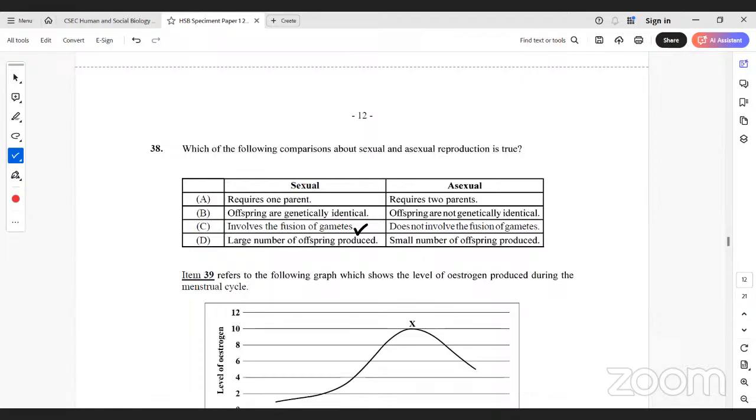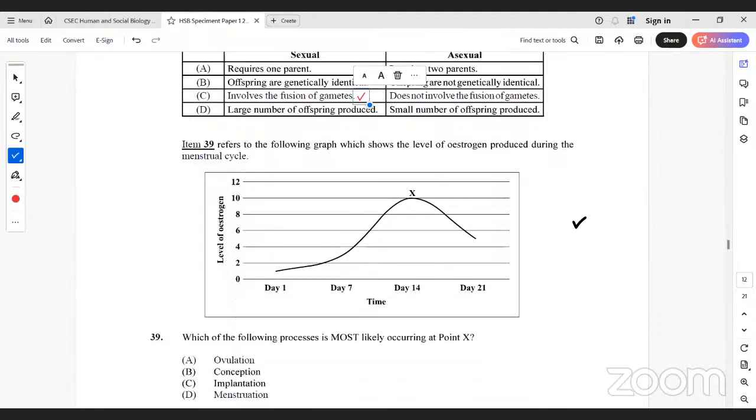Involves the fusion of gametes? Yes. Let me read the next side. Does not involve the fusion of gametes? Yes, so far that's right. A large number of offspring produced? No. Sexual reproduction does a small number of offspring. So it means 38 is C. All right, 38 is C.